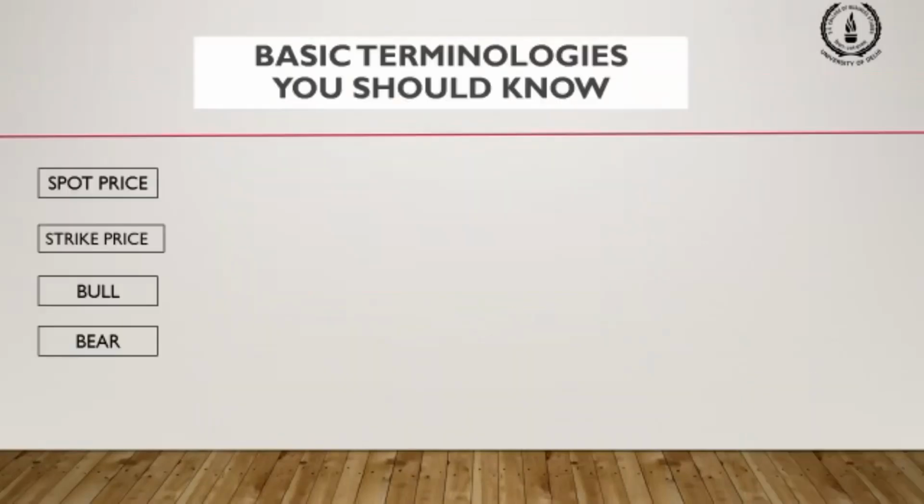Okay guys, now I will discuss the basic terminologies that you should know before we move forward, because these will come in handy when I give you examples of various option strategies. So you should know these terms. Firstly, the spot price. It is basically the current price at which a given asset can be bought or sold for immediate delivery.